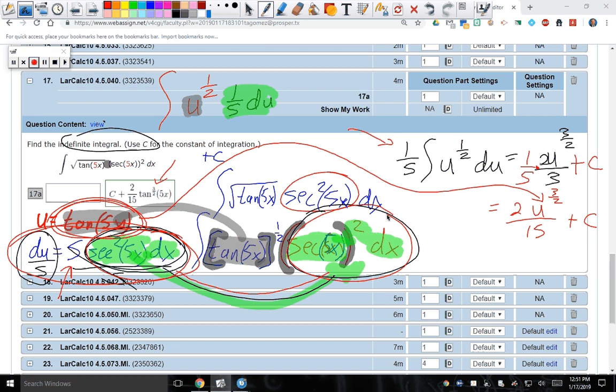Any other questions on this question before I stop the video? Can you rewrite secant squared 5x as tangent squared 5x plus 1 and then... You can, and it's equivalent, yeah. Wouldn't that go much faster than this? It depends on you. Again, everyone's going to have a different approach. All right.